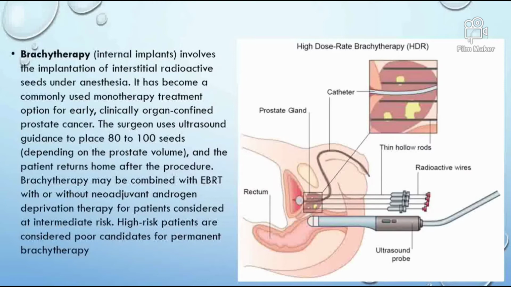The surgeon uses ultrasound guidance to place 80 to 100 seeds depending on the prostate volume, and the patient returns home after the procedure. Brachytherapy may be combined with EBRT, with or without neoadjuvant androgen deprivation therapy, for patients considered intermediate risk. High-risk patients are considered poor candidates for permanent brachytherapy.